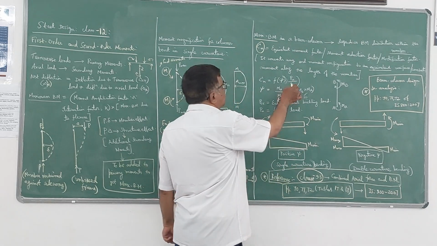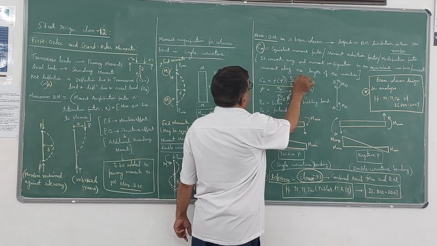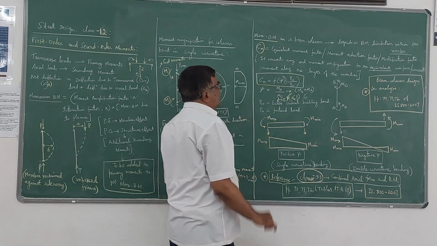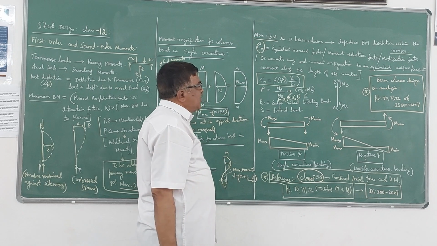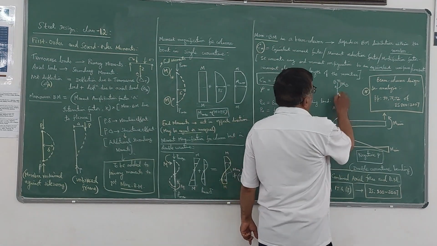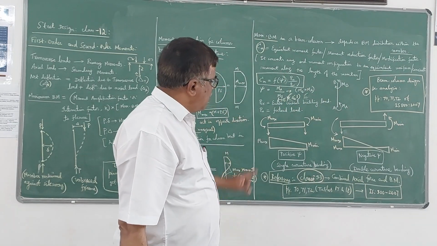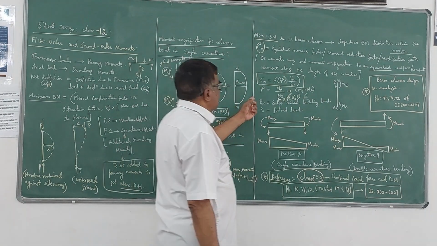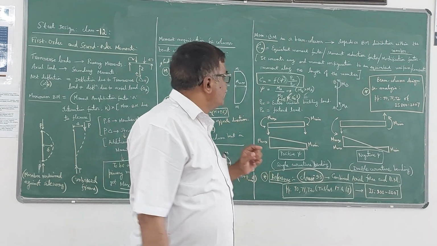So you have to take the ratio of Pu by PCR. This Cm, the equivalent moment factor, depends on these two things, psi and Pu by PCR. Here MA, MB, moment at A and moment at B, I have to take the ratio and calculate this psi. And the Cm values you can get from the code book.